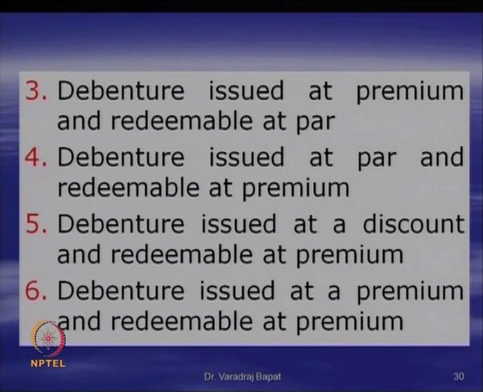Fourth, it is issued at par, but redeemed at premium. So, it is issued at 100 rupees, but it is redeemable at 106. Fifth, debenture is issued at a discount, but redeemable at premium. So, what happens is, 100 rupees debenture issued at 97, but it is redeemed at 106. Sixth case, debenture is issued at premium and it is also redeemed at premium. So, let us say 100 rupees debenture, it is issued at 105, it is redeemed at 106.